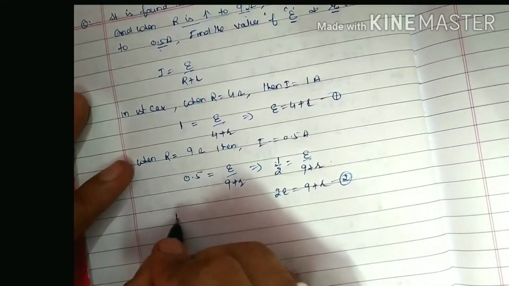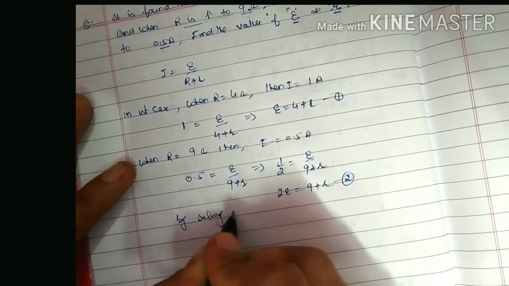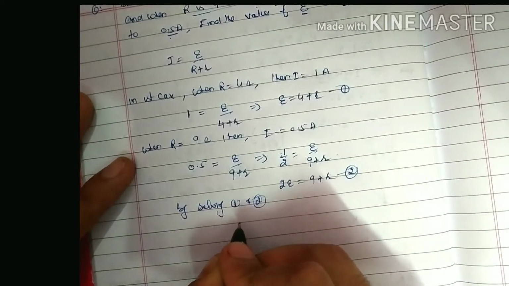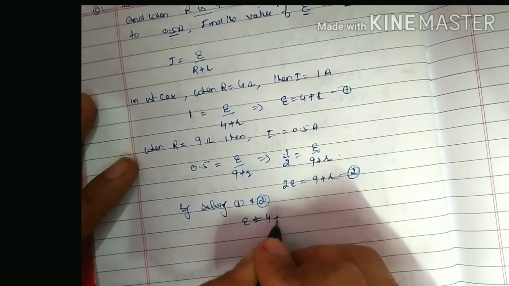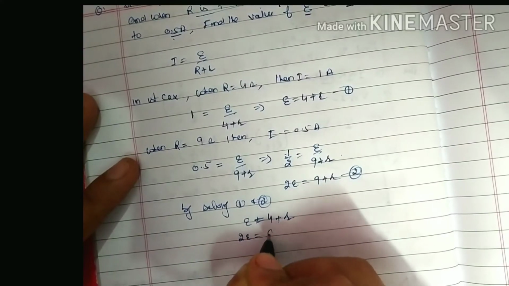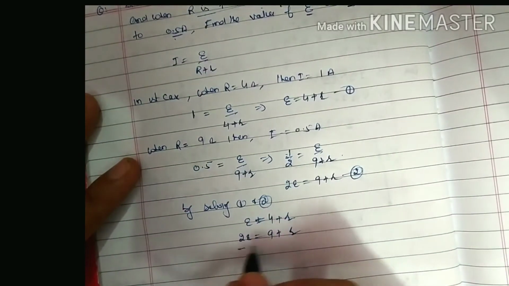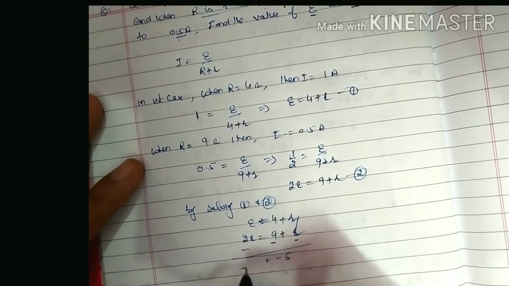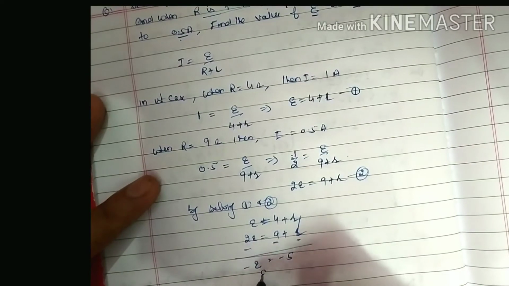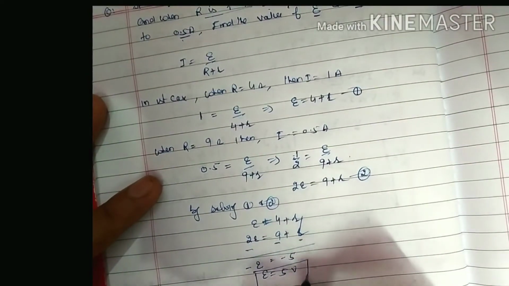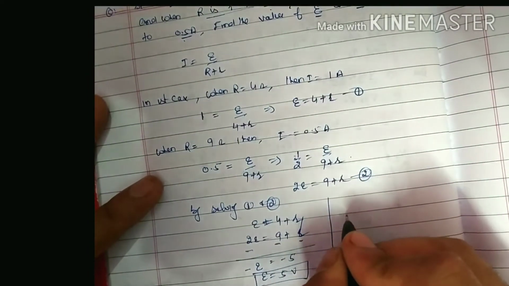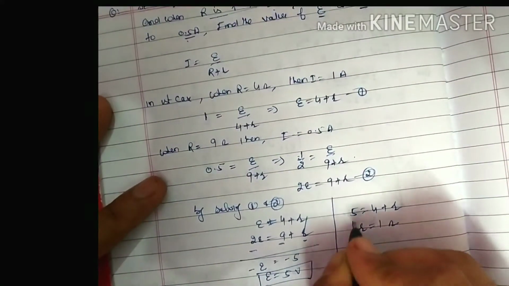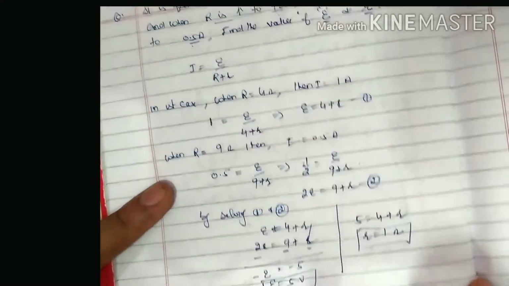So by solving 1 and 2, E is equal to 4 plus r, 2E is equal to 9 plus r. Subtracting, we get minus 5, and here minus E, so E is equal to 5 volt. So when E is equal to 5 volt, then r is equal to 1 ohm. So this is the answer.